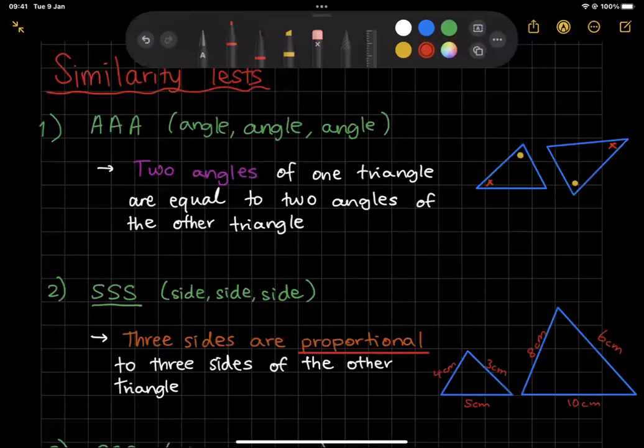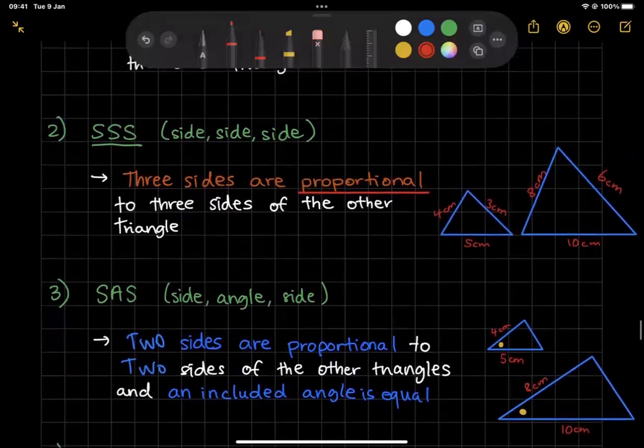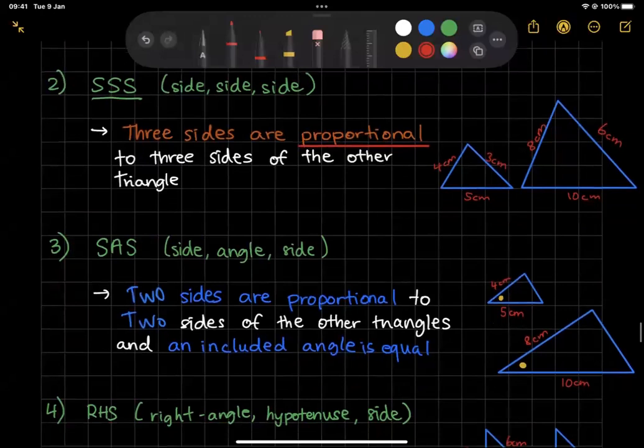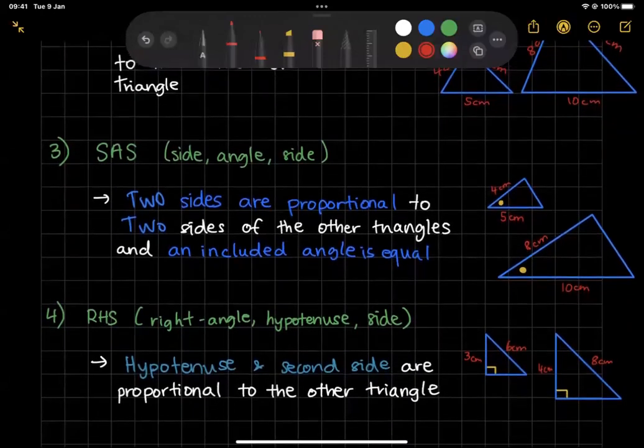this word here, proportional, it's very important, okay? If 3 sides, each side of that triangle are proportional to the other triangle, that means it satisfies the test for SSS. For the third one, SAS, we see that in congruency, but it means something else. If the 2 sides are proportional to the 2 sides of the other triangle with its included angle being equal, okay? Here we're talking about proportionality, if you haven't realized that.